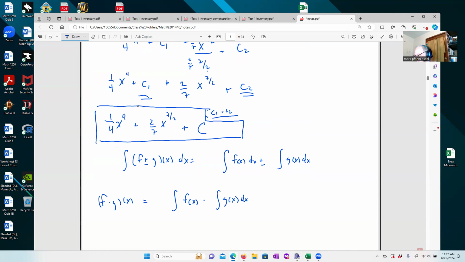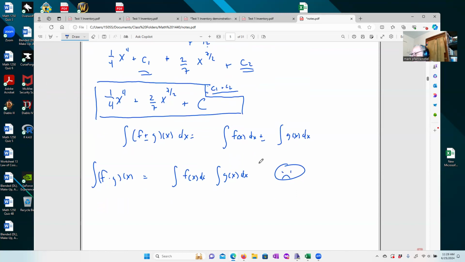Okay, this is a no. You cannot divide these out into the integral of f times g of x equals the integral of f of x times the integral of g of x. You cannot do this. If you do this, we will both be very unhappy. You will be more unhappy because you'll lose a lot of points. I will be unhappy because I'm disappointed. But you're not allowed to do this.